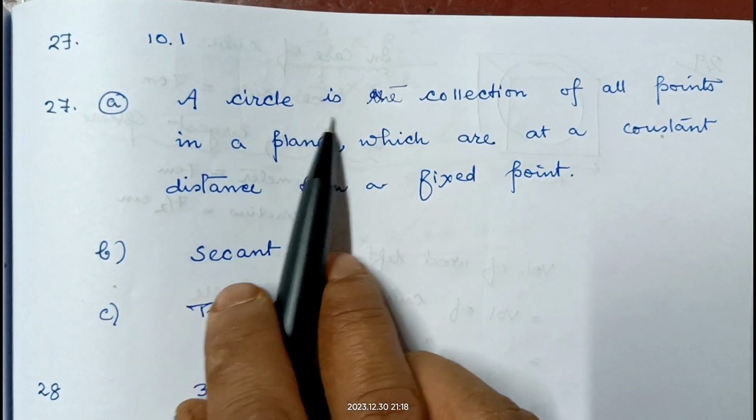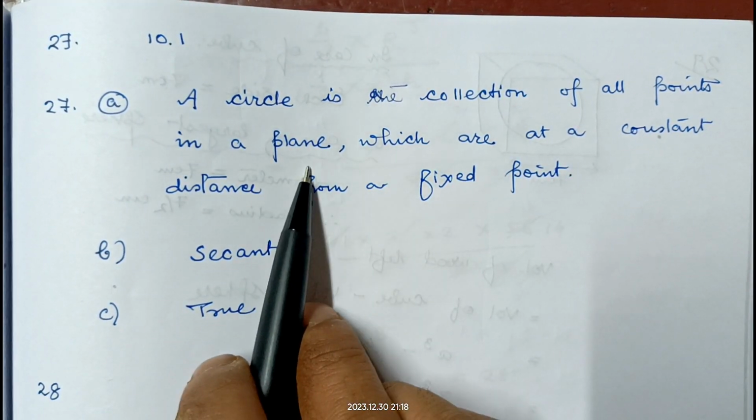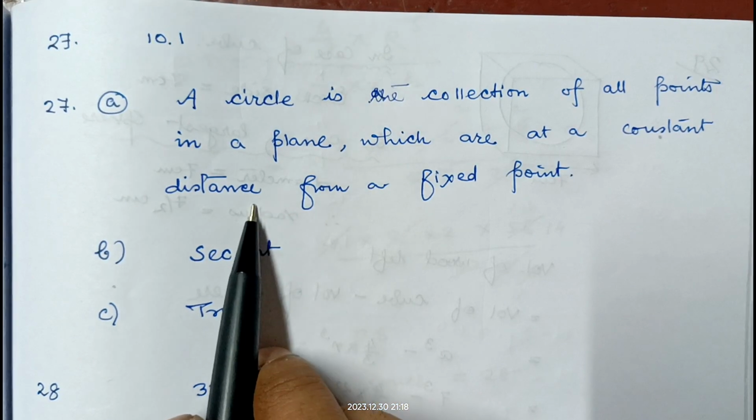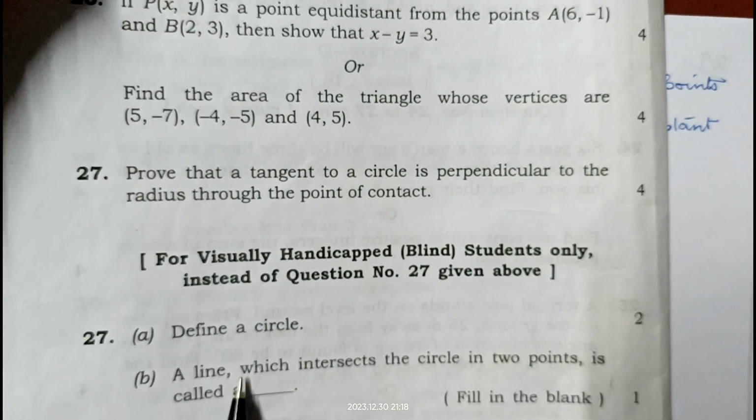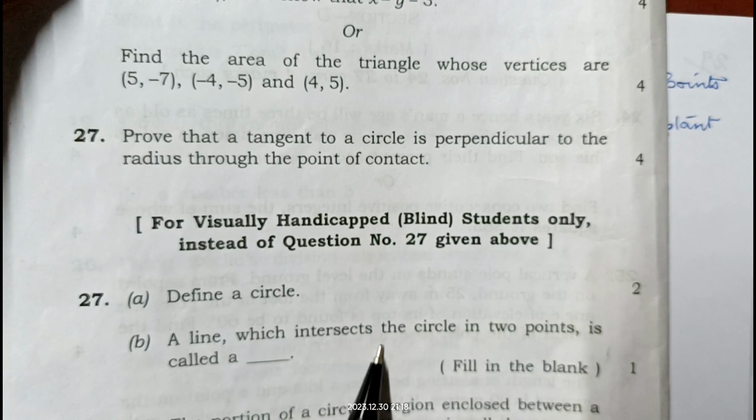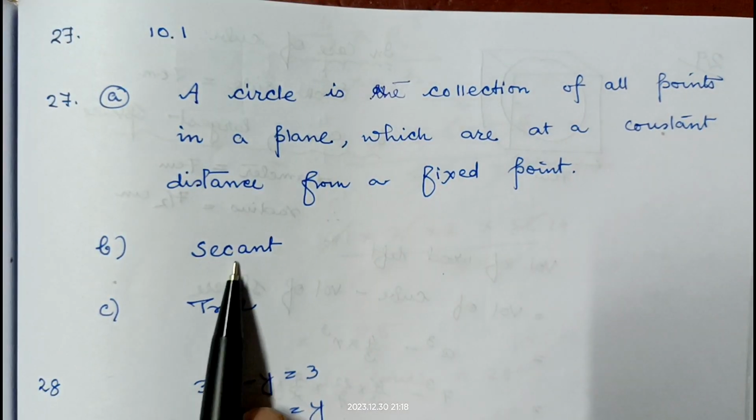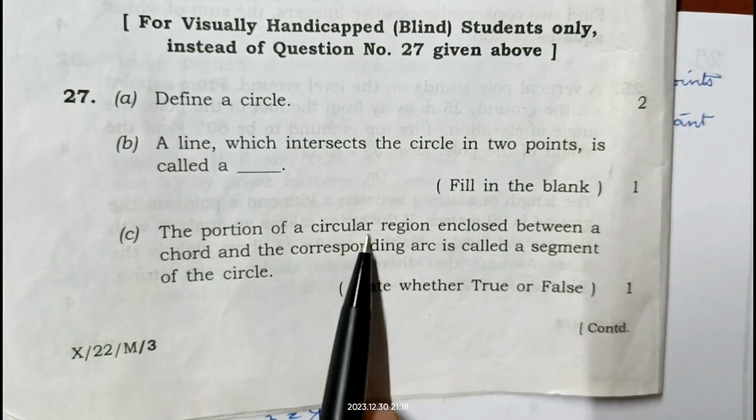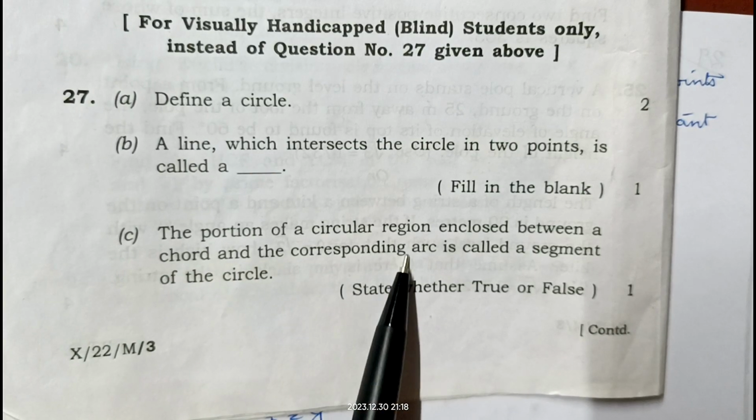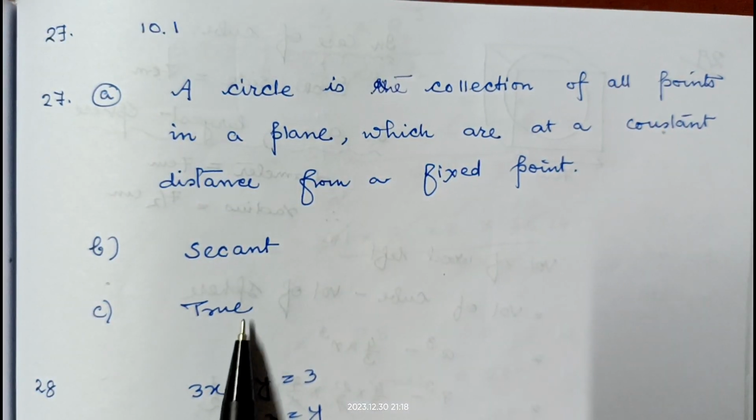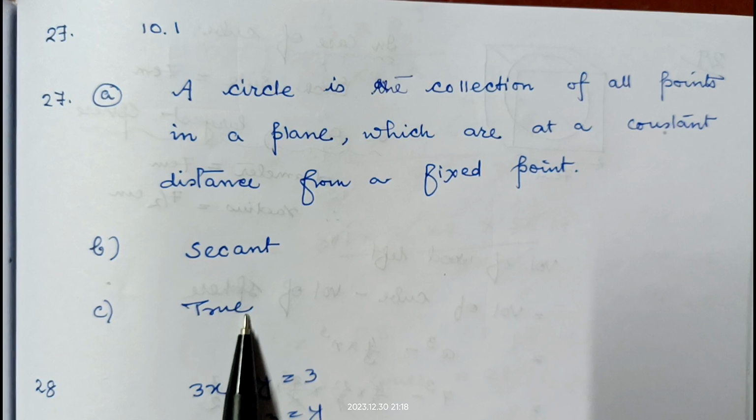Here we can write: a circle is the collection of all points in a plane which are at a constant distance from a fixed point. Second part, it is given that a line which intersects the circle at 2 points is called, we know that line is called secant. In the third part, it is given the portion of a circular region enclosed between a chord and the corresponding arc is called the segment of the circle is the correct statement. So we have to write true.